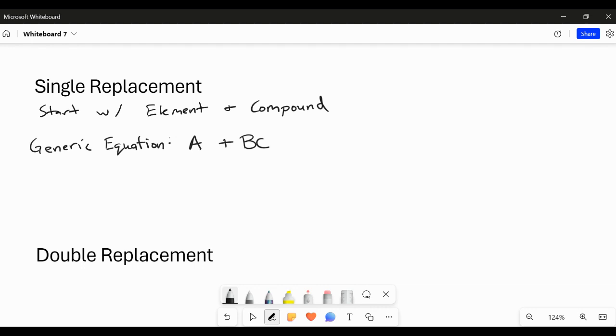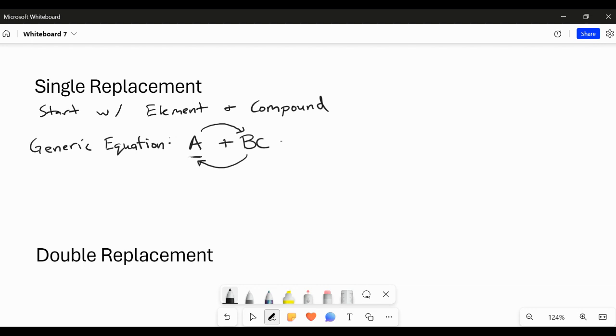Now, in a single replacement reaction, the element, in this case element A, replaces whatever matches from the compound. This compound is generally an ionic compound, so it's got a positive and negative charge. If the element here is going to form a positive charge, like it's a metal replacing another metal, A will replace B. It'll take its spot. A takes the spot of B, and when this happens, B will get kicked out and it'll be by itself.